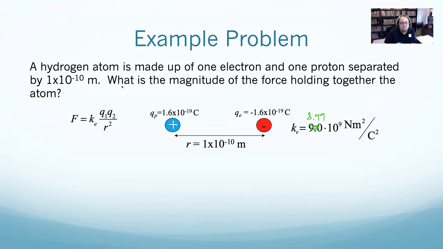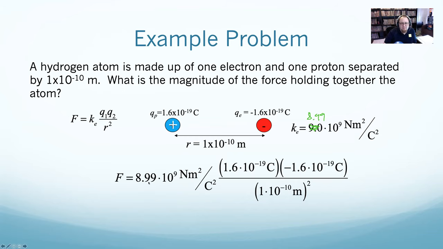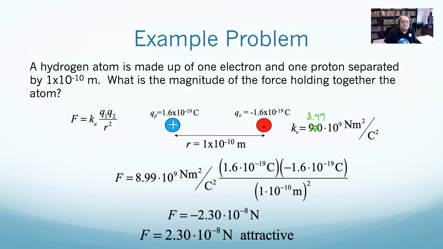What I'll do is plug into my equation that the force is 8.99 times 10 to the ninth Newton meter squared per Coulomb squared, times the charge of one object, times the charge of the other object, over the distance squared. This will allow me to plug in some numbers and get a value. It's a negative value, and the negative value means it's attractive.